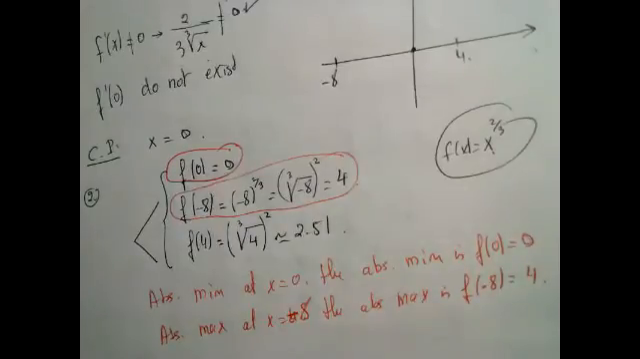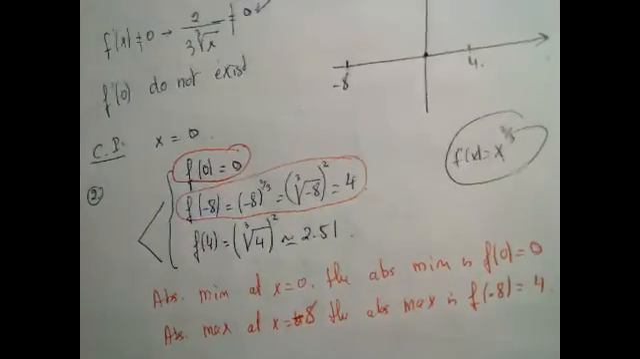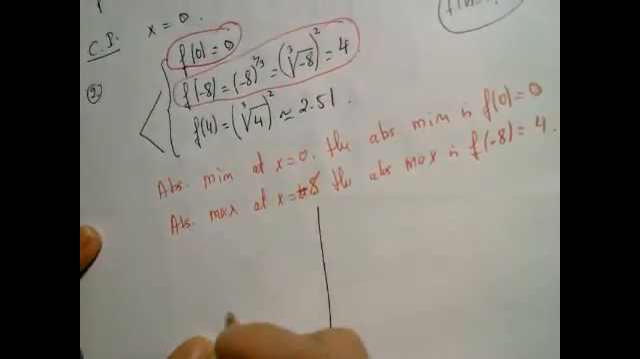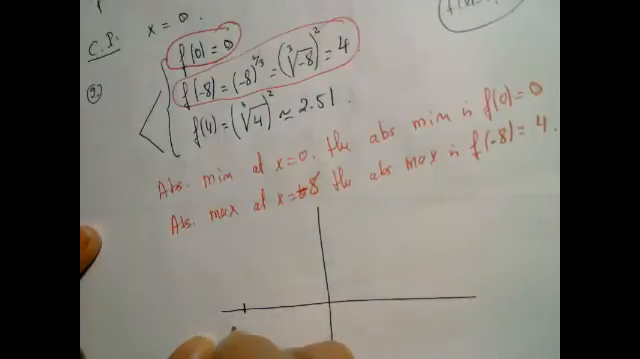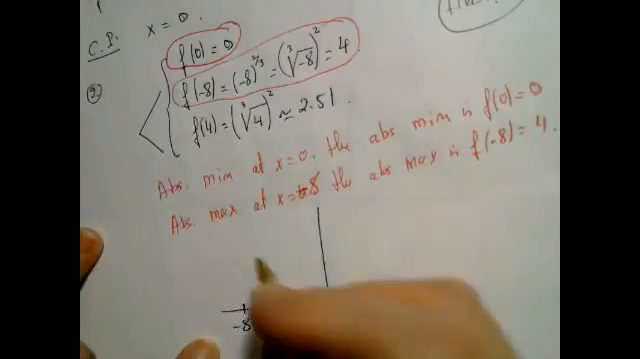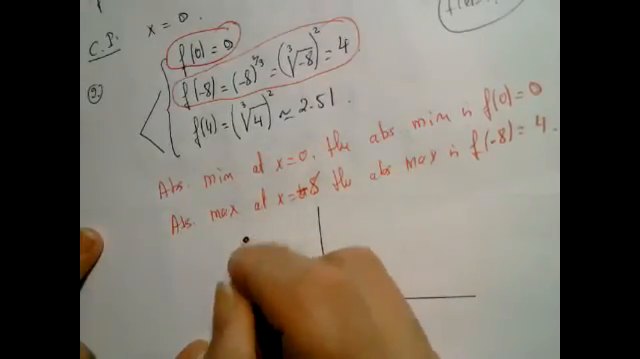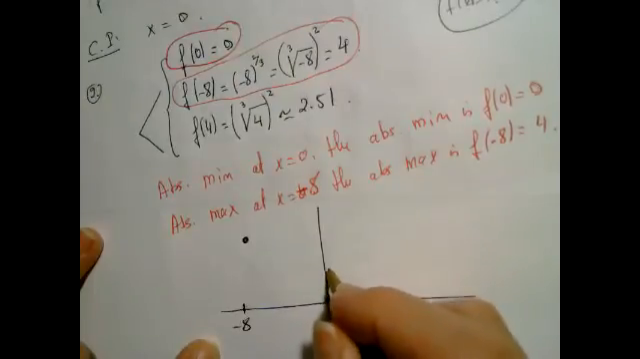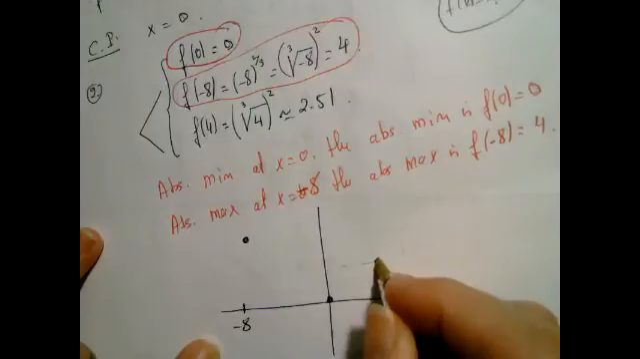Now we graph a little bit. Okay, so we use this info to graph the function. So this is my function right here. My domain is minus 8 to 4, and at 0 something occurs. Now, at minus 8, the function takes the value 4. At 0, 0. And at 4, the function is going to take the value 2.51.